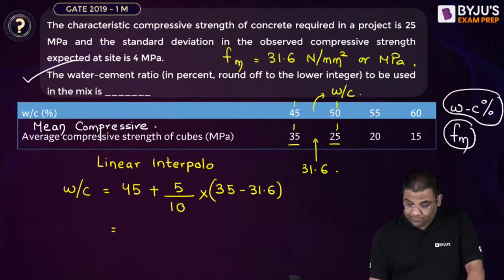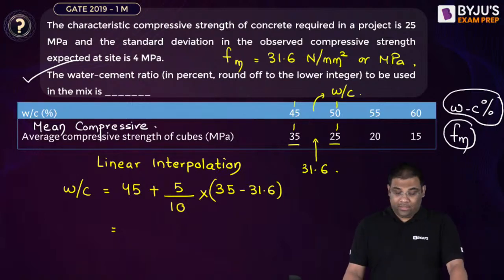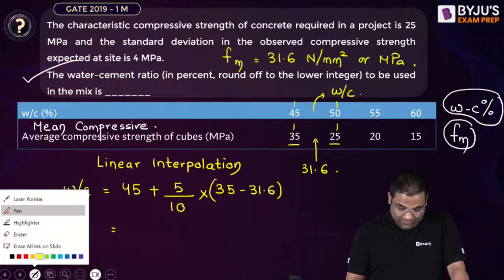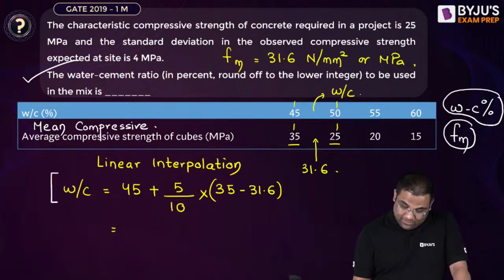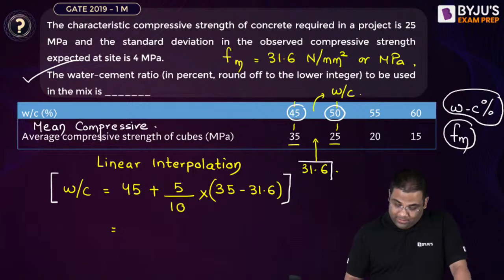Tell me. What is the value you are getting? This is linear interpolation. You have to learn linear interpolation. I cannot teach you now linear interpolation. Okay? Please learn linear interpolation. Okay? Learn linear interpolation. Okay? We are interpolating between 45 and 50. Okay? We are see, very simple.